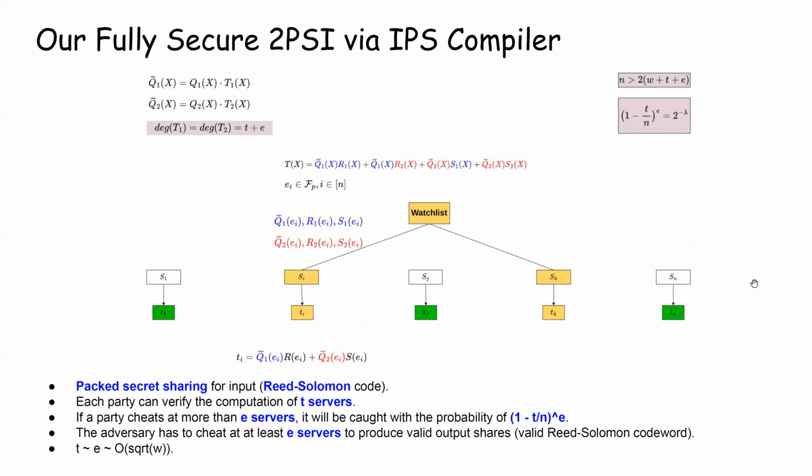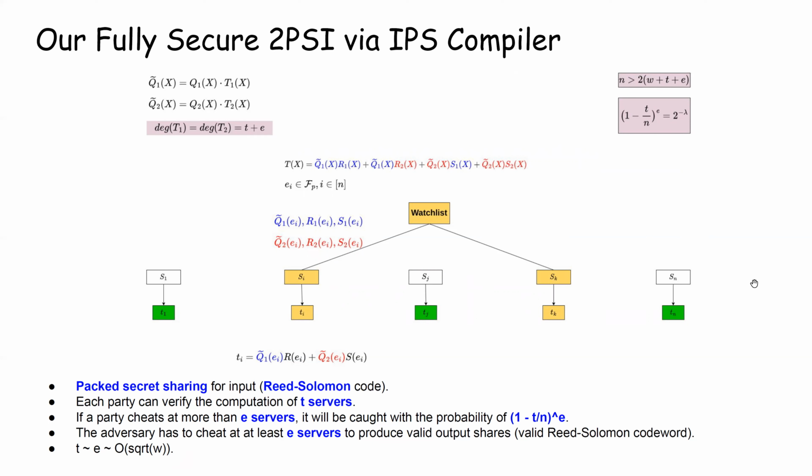Now I'd like to go into the technical details of our protocols. First, I'll start with the two-party protocol. We follow Oblivious and the IPS compiler closely in our construction. At the beginning, the parties have the polynomials Q1 and Q2 that encode the input sets. As the input set has size W, Q1 and Q2 have degree W.